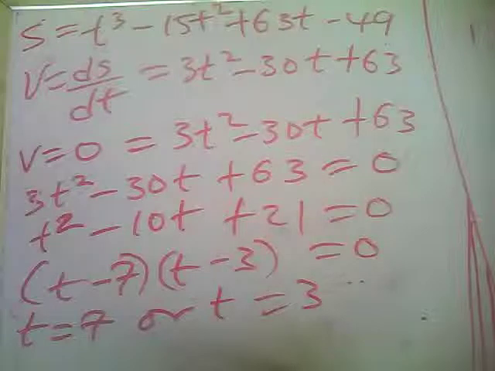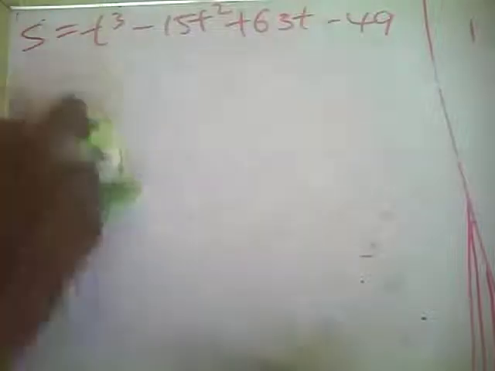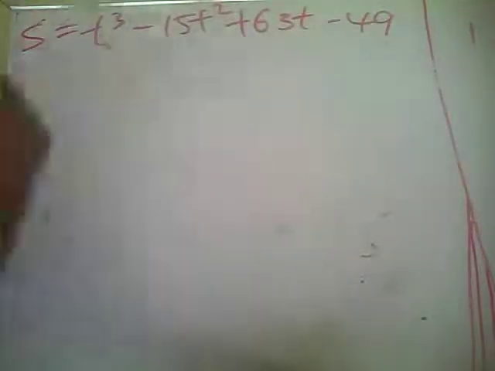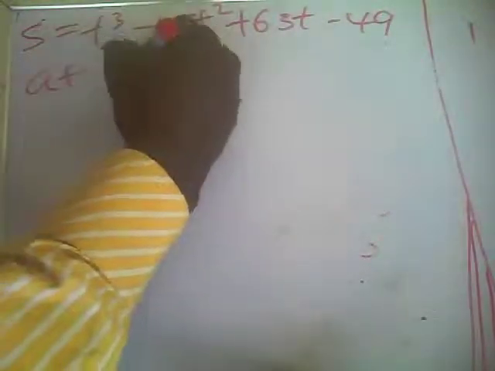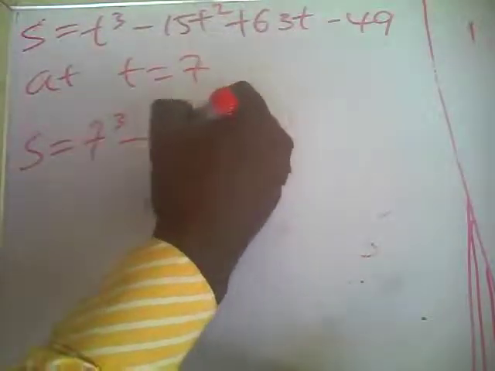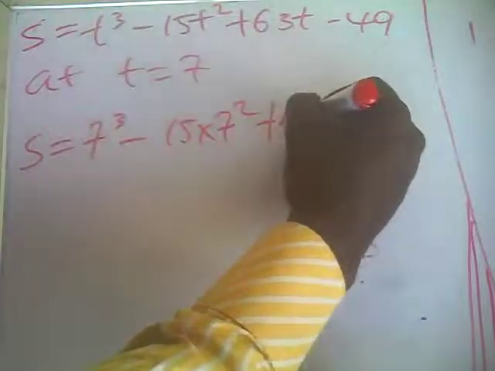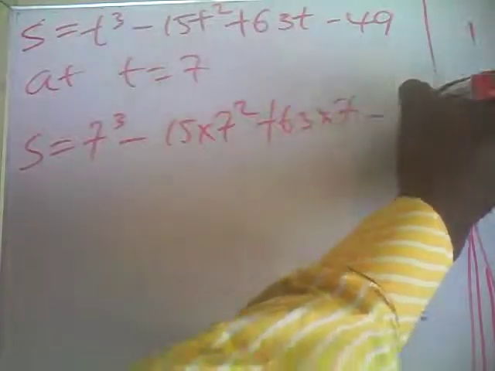So that means we have 2 values for the distance when the body is what? Momentarily at rest. So let's try that and get our s, because we're actually looking for s. So at t equal to 7, s is going to be what? 7 raised to power 3 minus 15 times 7 squared plus 63 times 7 minus 49.